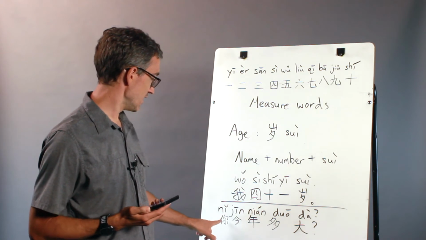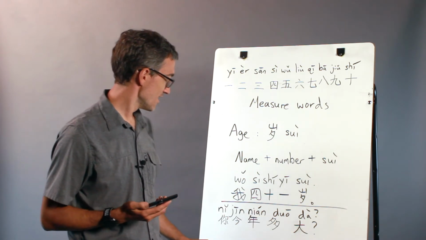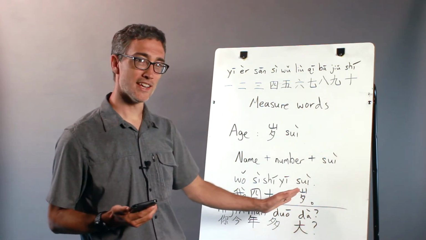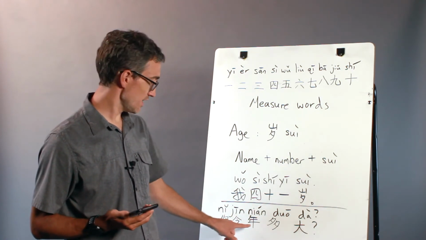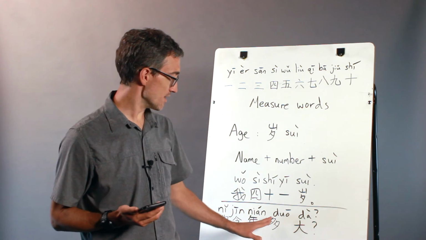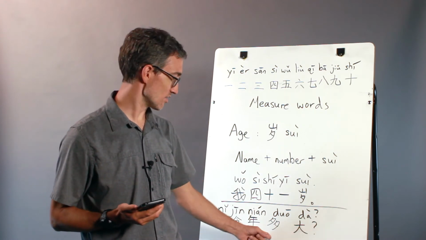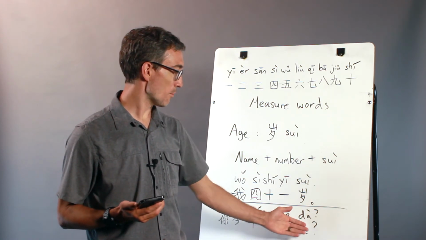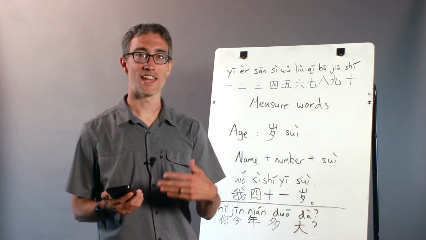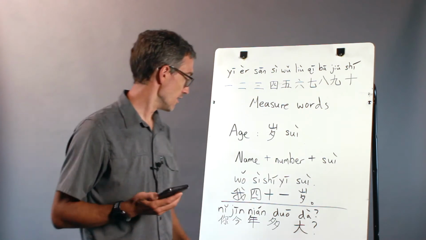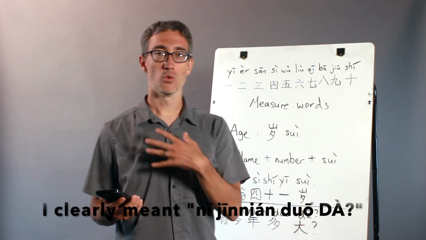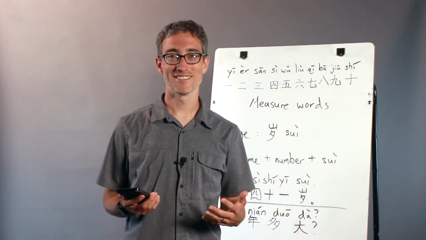It's this: 你今年多大? It actually doesn't have the word sui in it. It literally means you this year, 你今年多. 多 means how. So how big? This year, how big? And then the answer would be 我 number 岁. So 你今年多大? 我今年41岁.